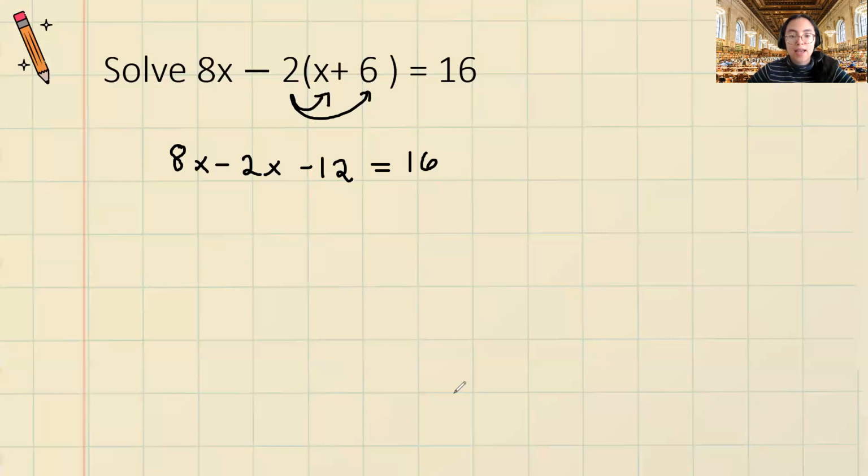I foresaw that I'm going to have to combine these like terms. And that's going to be 6x minus 12 is equal to 16. So 8x minus 2x is going to give me 6x. Now I'm left with 6x minus 12 is equal to 16.